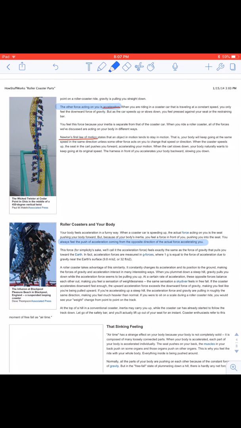This force, for simplicity's sake, we'll call the acceleration force. Ooh, good vocab word. It feels exactly the same as the force of gravity that pulls you toward the Earth. In fact, acceleration forces are measured in g-forces, where 1g is equal to the force of acceleration due to gravity near the Earth's surface, 9.8 meters per second squared, or 32 feet per second squared. So I think I'm going to mark that whole acceleration force and g-forces right here.